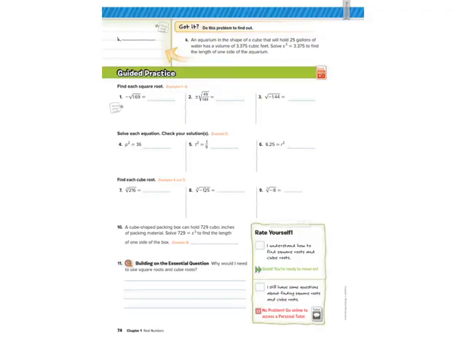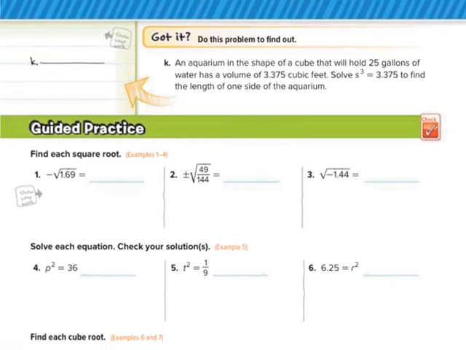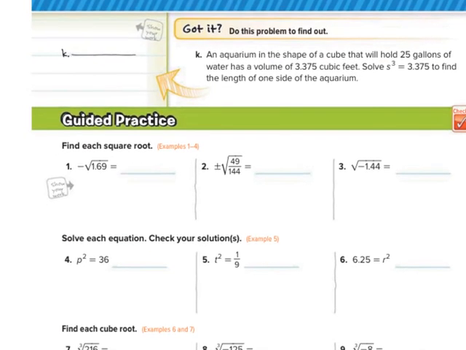So as we move on to our last example, our got it question, an aquarium in the shape of a cube that will hold 25 gallons of water has a volume of 3 and 375 thousandths cubic feet. Solve s cubed equals 3.375, or 3 and 375 thousandths, to find the length of one side of the aquarium. Well, for this, let's go ahead and set up our equation. s cubed equals 3 and 375 thousandths.